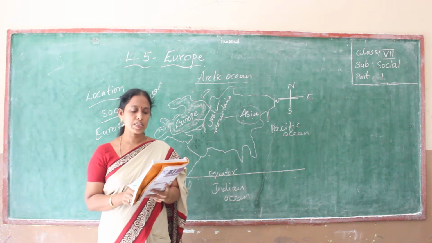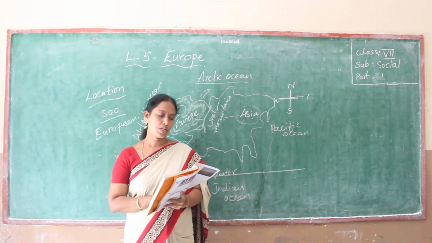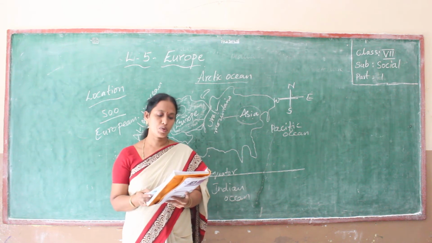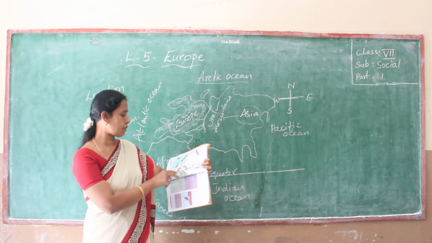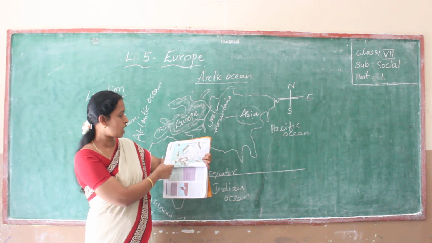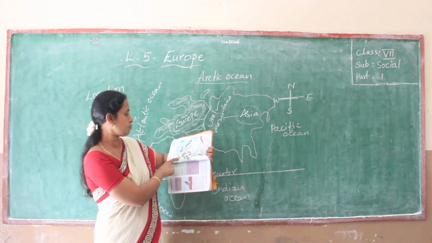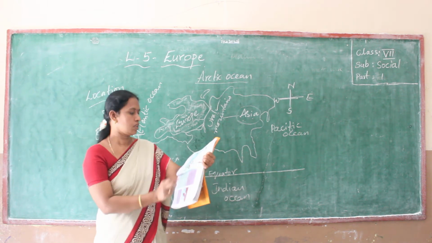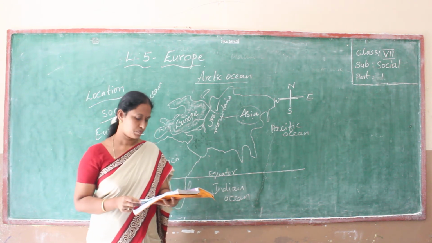Europe has several snow-covered mountains. Which type of mountains are in Europe? Several snow-covered mountains. Look for the Alps and the Pyrenees on the map. Here are the Alps and Pyrenees. In your textbook you can find the Alps and Pyrenees. Here there is the Pyrenees, and here the Alps. These two are mountains.